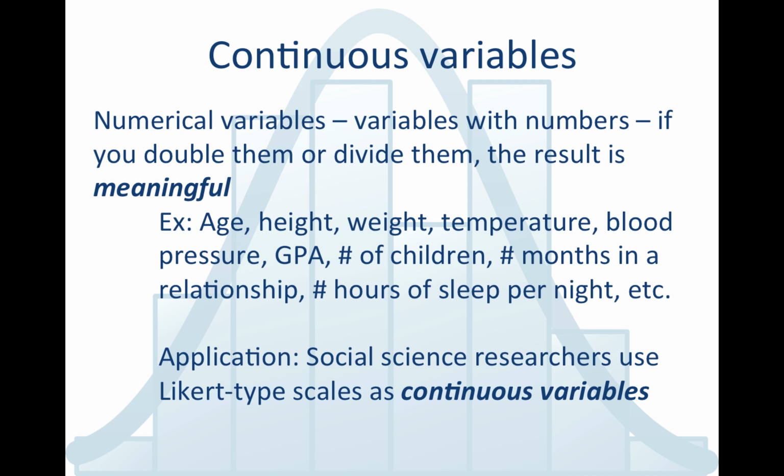Anyways, some examples are age, height, weight, temperature, blood pressure, GPA, number of children, number of months in a relationship, number of hours of sleep per night. And it's important to recognize that social science researchers also use Likert type scales as continuous variables.